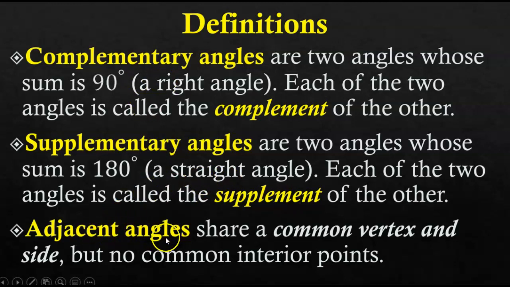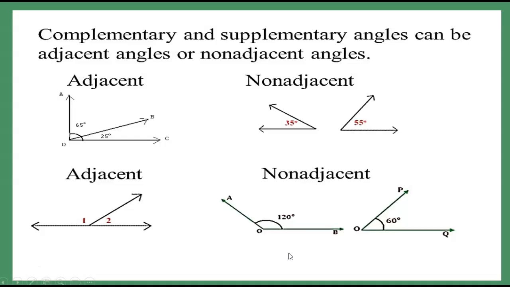Now, adjacent angles are two angles that share a common vertex and a common side. So again, keep in mind the definition. They have to have a common side and a common vertex, and there are no common interior points. They don't overlap.